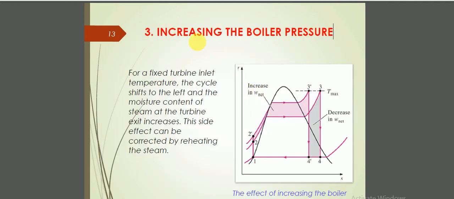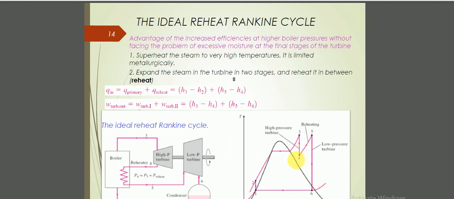If you remember, if we increase the boiler pressure, what will happen? The moisture content will be more. So to avoid this major issue, along with increasing the boiler pressure, we are also reheating the steam after expansion. So we are producing work in two stages, that is a single reheat turbine. Sorry, we are reheating once.